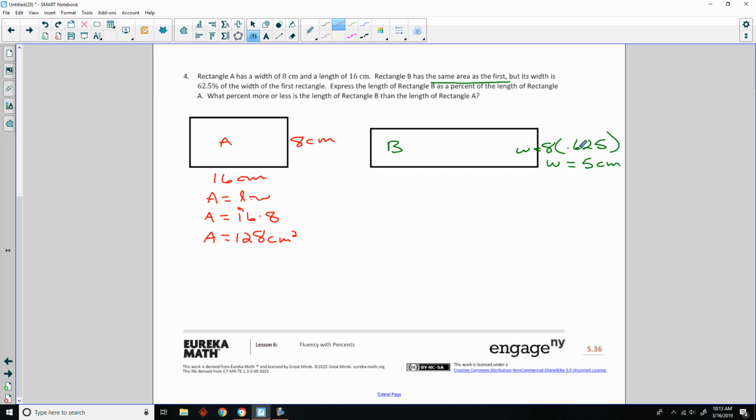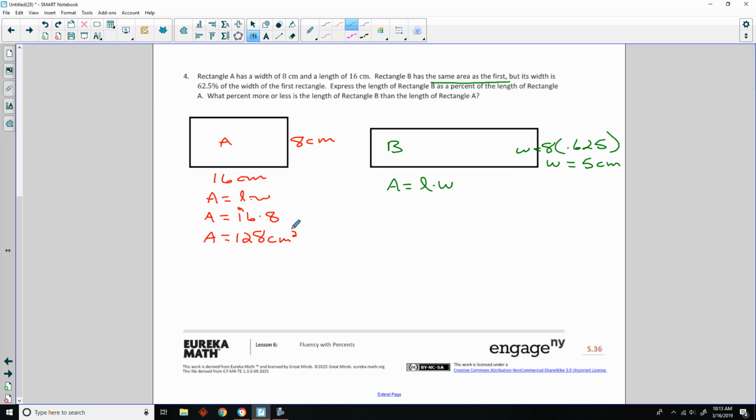Okay, so now we want to find the length of B. So now over here we would say area equals length times width. And this is where writing a formula every time helps you decide how to do this. Over here I didn't know the area, but I knew the length and the width, so I can find the area. Over here we know the area and the width, we need to find the length.